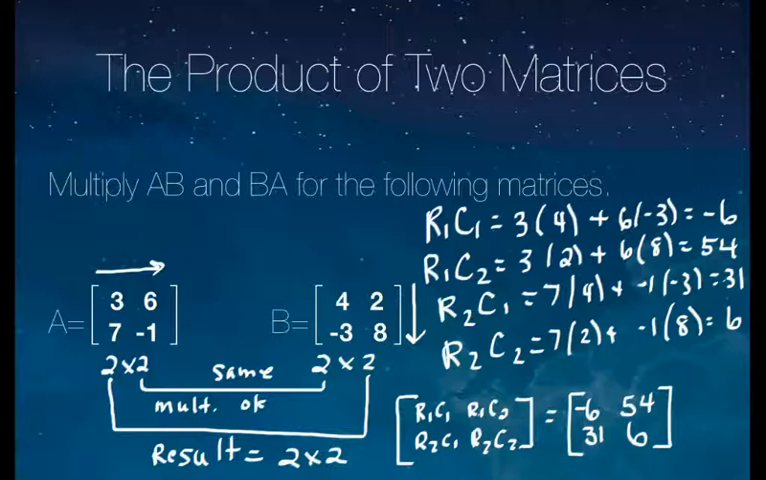I want you to turn around and multiply them backwards. B times A. Go.